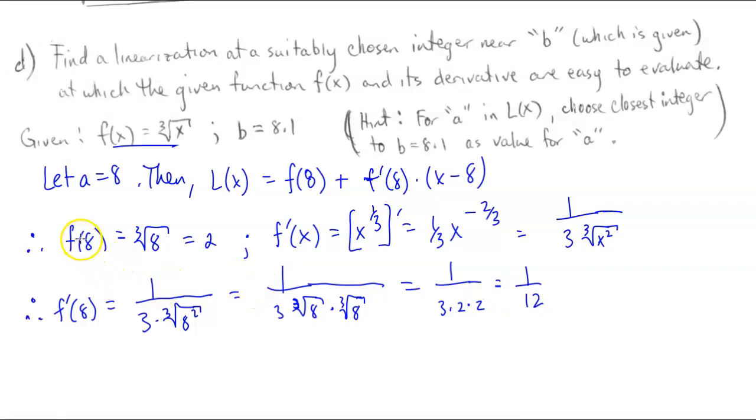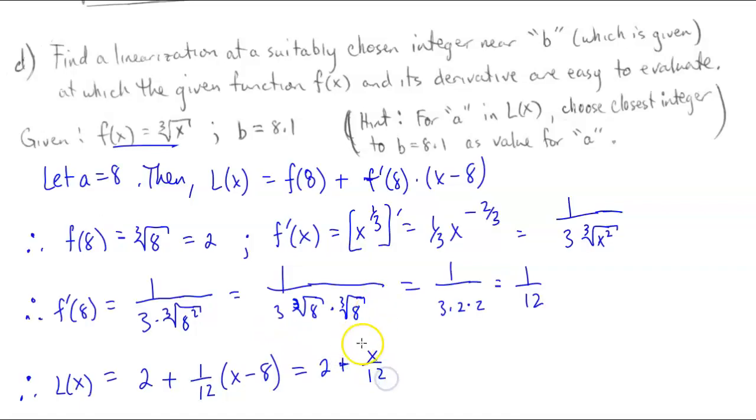So now that we know what f of 8 is and f prime of 8 is, we just need to substitute everything in and then simplify it to get it into slope-intercept form. So f of 8 is just going to be 2, f prime of 8 is going to be 1/12, and then, of course, we have x minus 8 here. And so this is going to be 2 plus x divided by 12 minus 8/12.